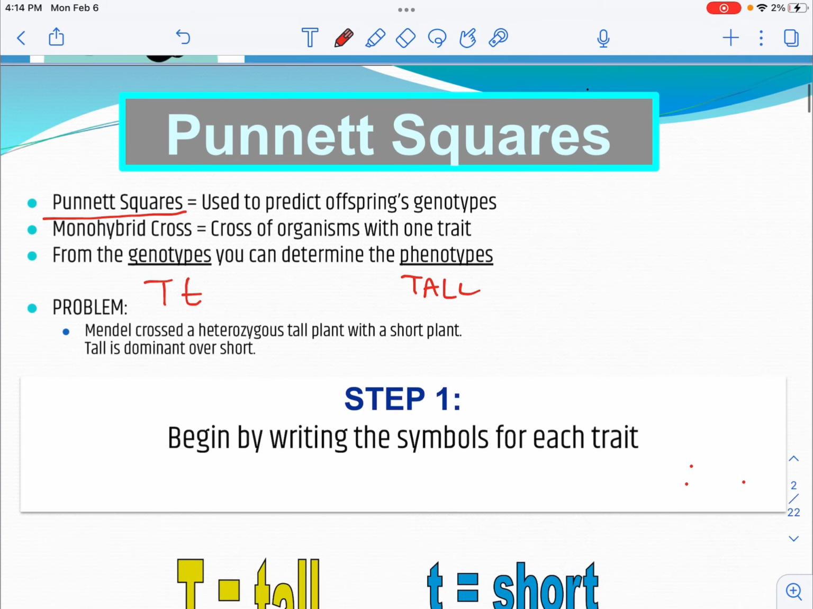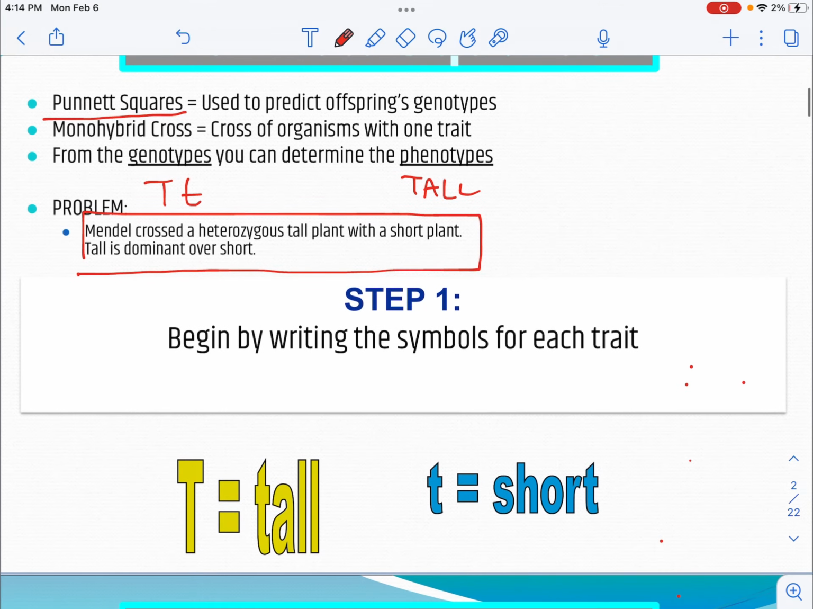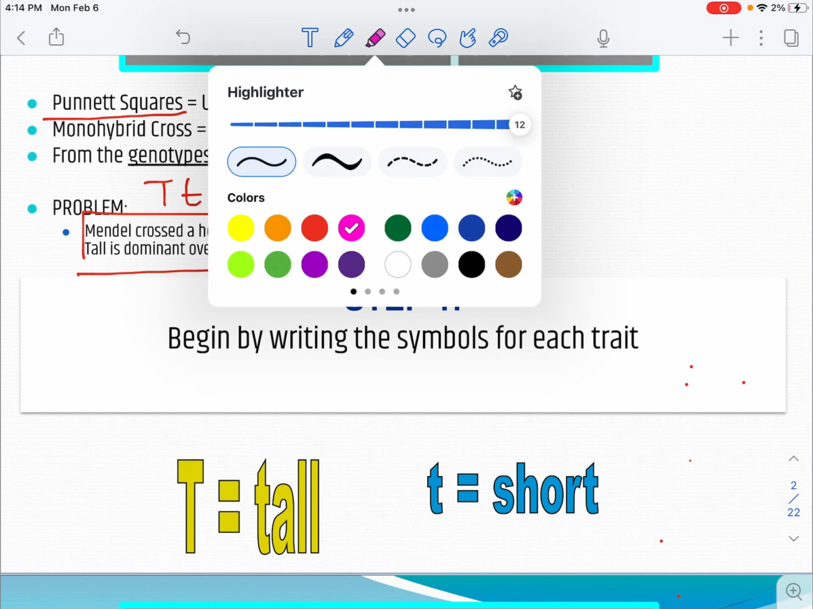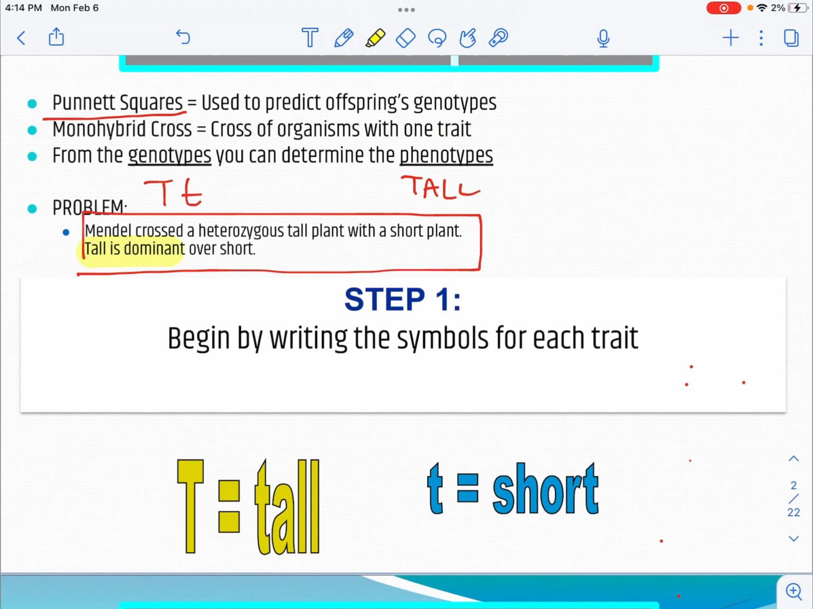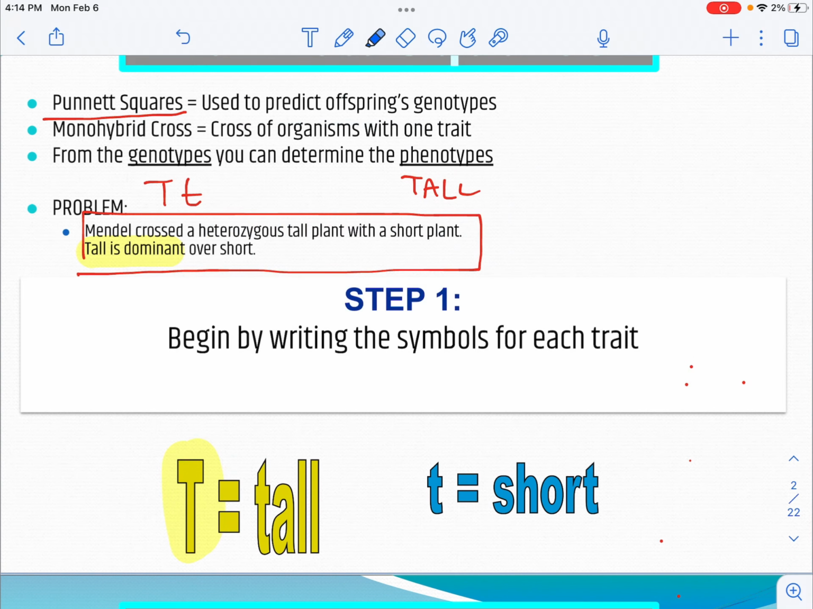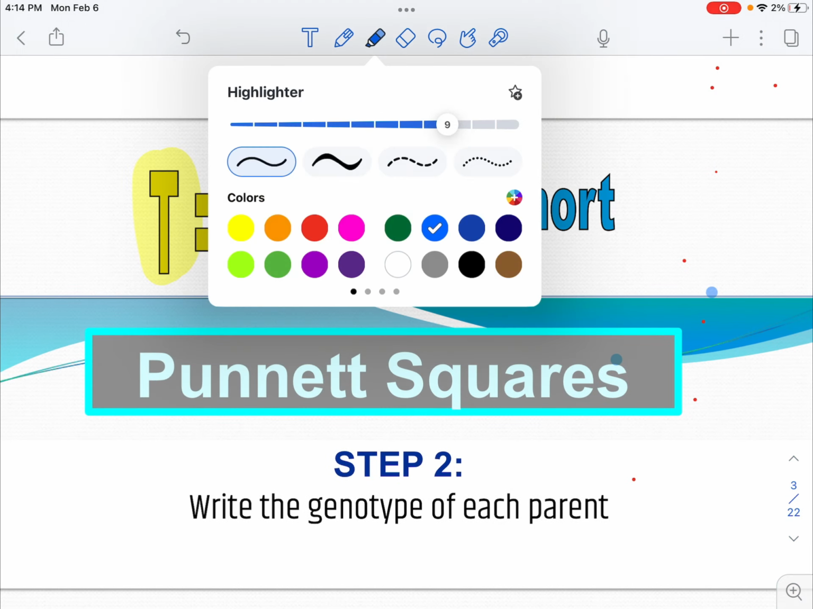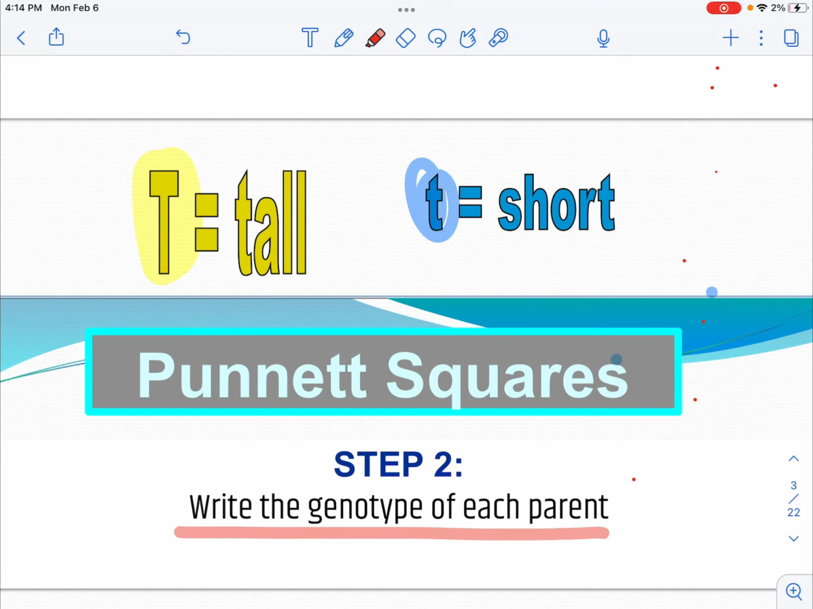So our problem here is we're looking at Mendel. He is crossing a heterozygous tall plant with a short plant. And we know that tall is going to be our dominant trait. So first thing we need to do is write our symbols for each trait. Tall, in this case, is dominant, so we are going to use the capital T, versus short, which is recessive, and so we are going to use the lowercase t, as we can see right there.